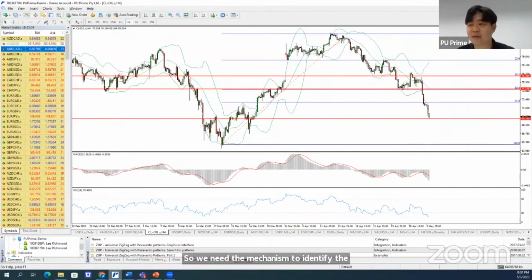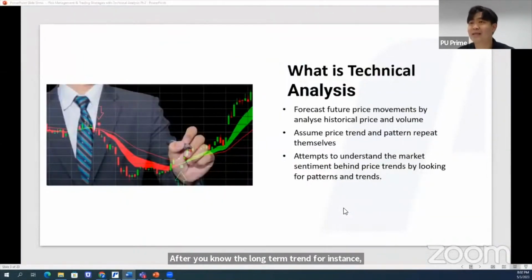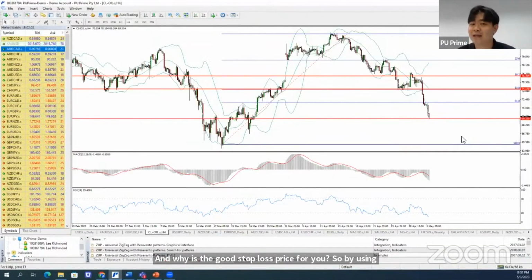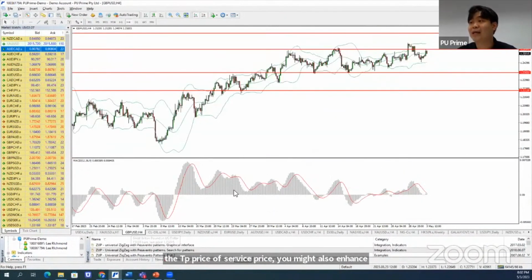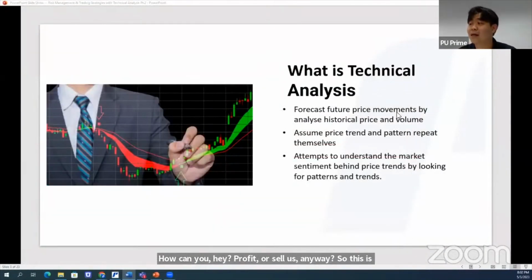After you know the long-term trend for certain products, it's very important for you to know what a good entry price is for you and what a good stop loss price is for you. By using technical analysis, you're able to set up the TP price and your stop loss price. It might also enhance your entry level. You can use support and resistance levels to identify the best entry level. And after you enter the trade, you also need to identify how you can take profit or where to set your stop loss. So this is a small talk regarding what technical analysis is.